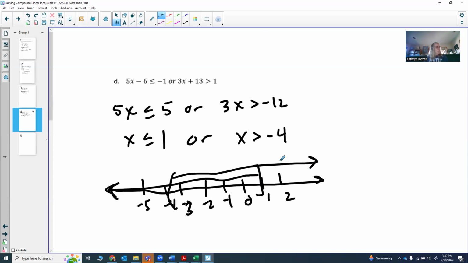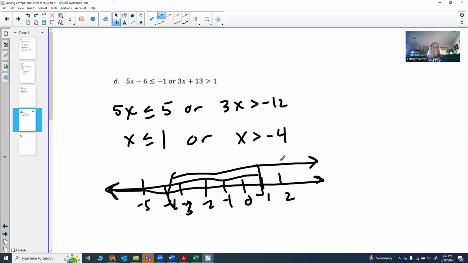In this case, a number like -3 makes both true. A number like -5 makes one inequality true, and 7 makes the other true. So every number will make one or the other or both inequalities true.